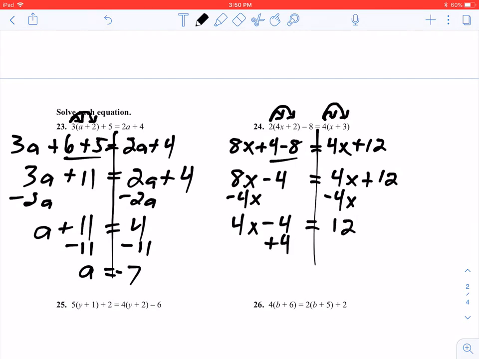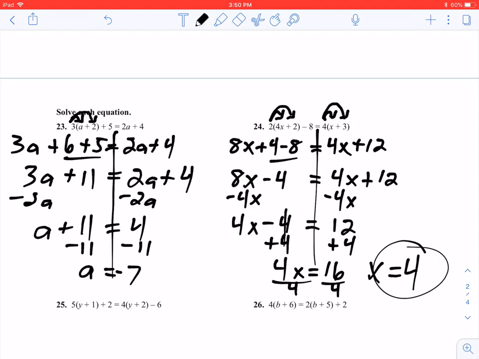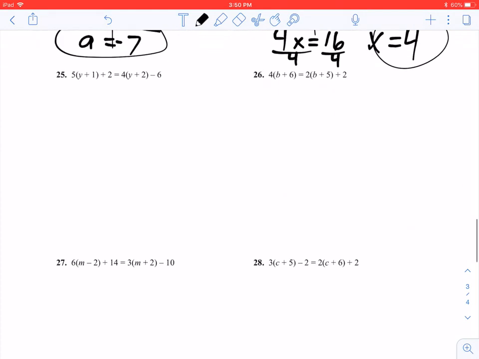We're going to add 4 to both sides. We get 4x equals 16, and then when we divide both sides by 4, we get x equals 4. So there's our answers to number 23 and number 24.